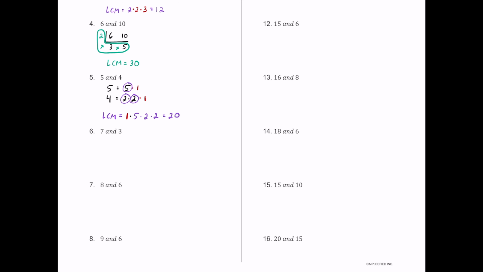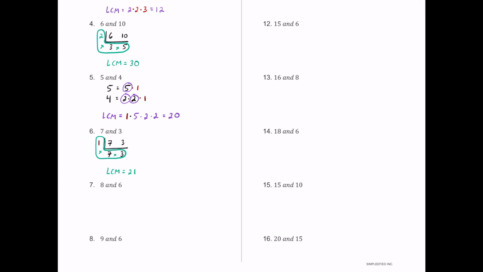For number 6, we have 7 and 3. We're going to use the ladder method for this one. So we have 7 and 3. And what do they have in common? Well, I think they just have 1 in common. 1 times 7 is 7, and 1 times 3 is 3. And I think 3 and 7, again, have nothing else in common. So we're going to multiply these outer numbers together. So 1 times 7 is 7, 7 times 3 is 21. So the LCM here, or the first time 7 and 3 meet, is going to be 21.